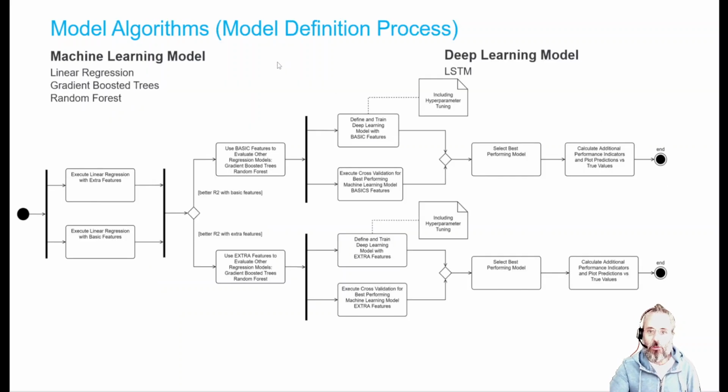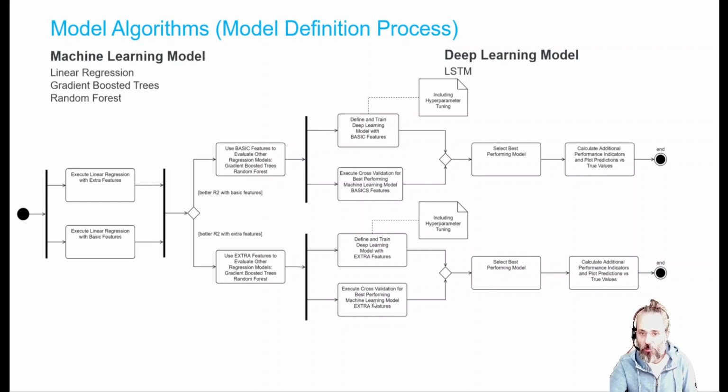Now we have a very quick look at the model definition process, because we have a combination of 3 machine learning models and 1 deep learning model. At the beginning, we started with the linear regression model and tested it with the basic features and extra features. Then for the best performing, in this case the extra features, we follow the lower branch of this activity diagram. We used extra features to evaluate other regression models, which were gradient boosted trees and random forest.